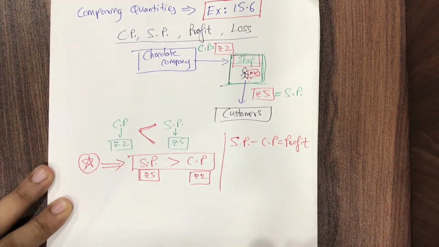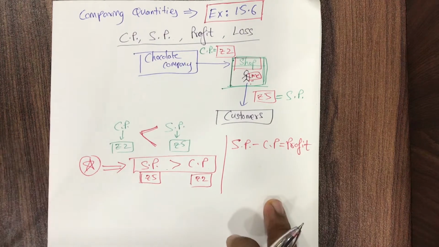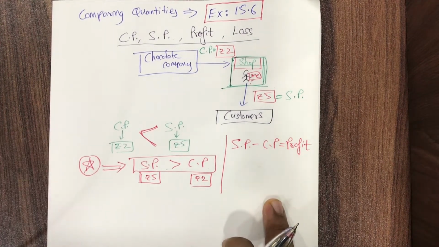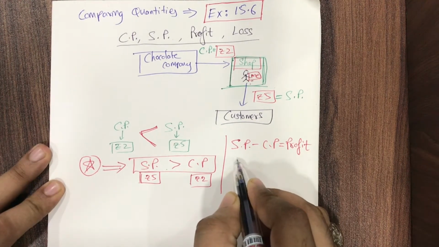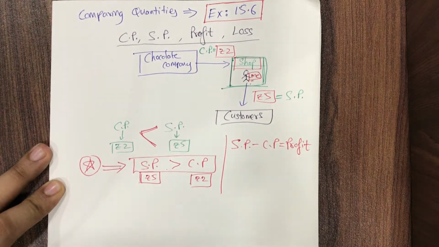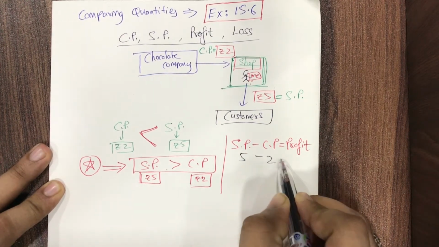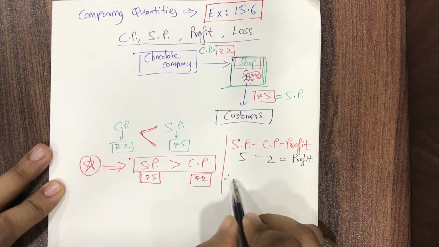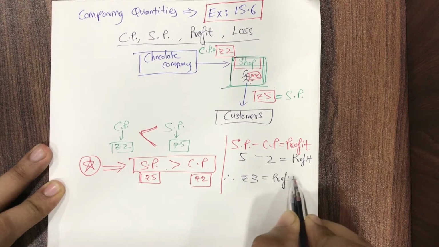Why am I explaining these things to you? I could have given the formulas directly, but don't rote learn it. Just compare this concept with your practical day-to-day life, then you will enjoy maths. So my selling price in this case, students, was rupees 5. My cost price in this case was rupees 2, and this will give me profit. So 5 minus 2 is 3. So rupees 3 is my profit.